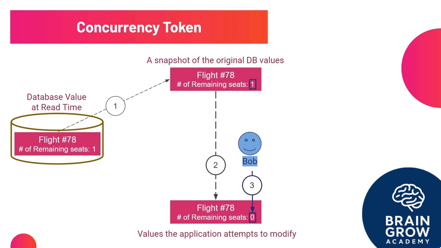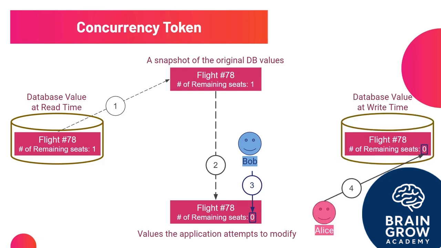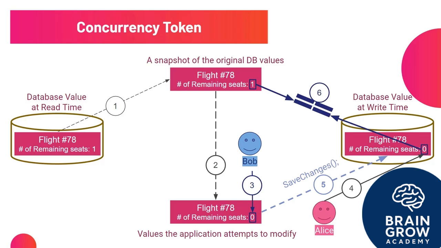Then the application reduces the number of seats while booking the flight for Bob, but before the application calls the SaveChanges method for Bob's request, Alice has booked the only remaining seat on the flight and successfully saved the changes to the database. So when the application attempts to save Bob's booking, the number of seats from the database does not equal the number of seats from the original database values anymore. Consequently, the application throws a DbUpdateConcurrencyException while saving Bob's booking changes.